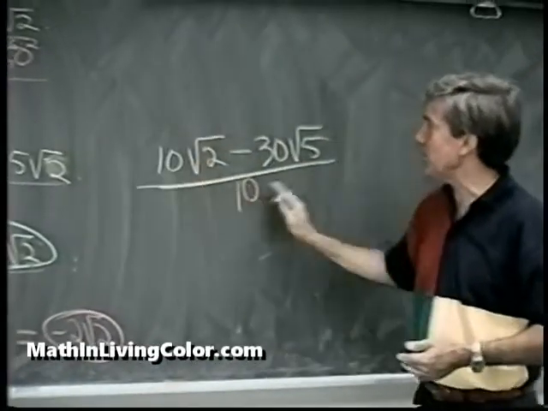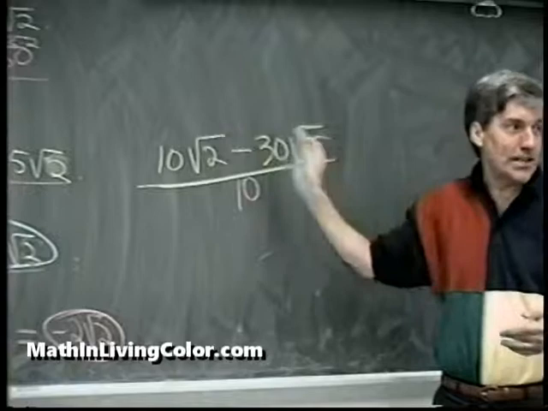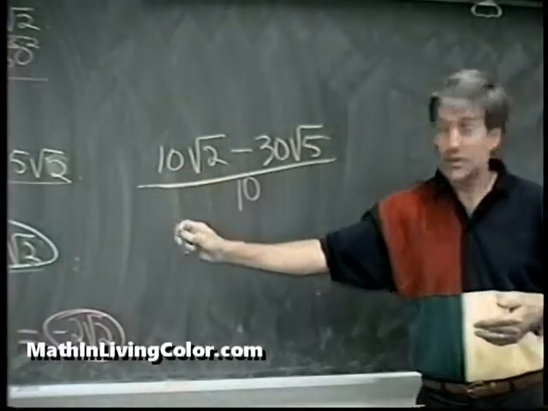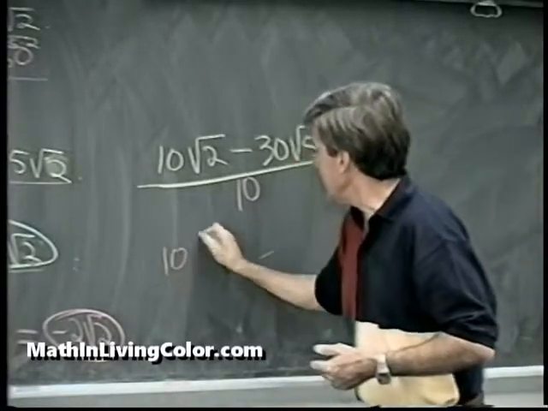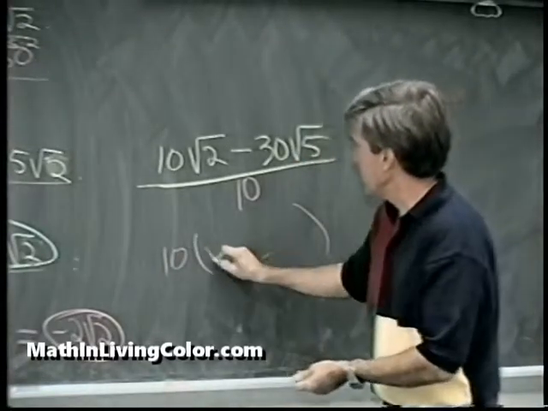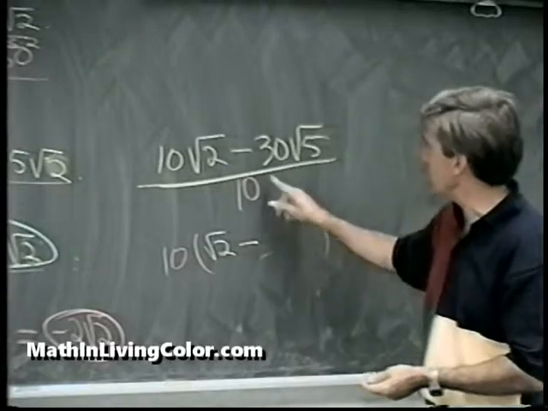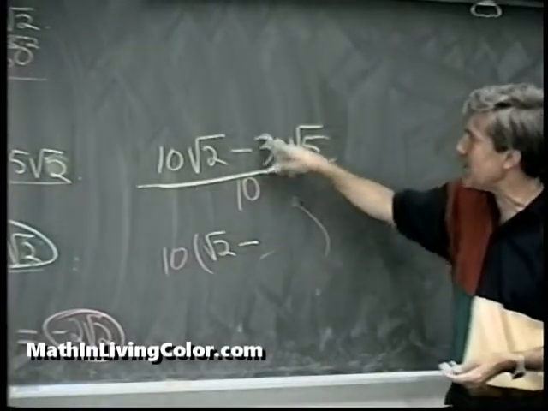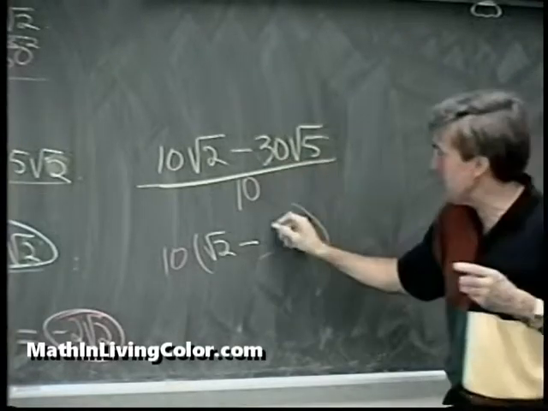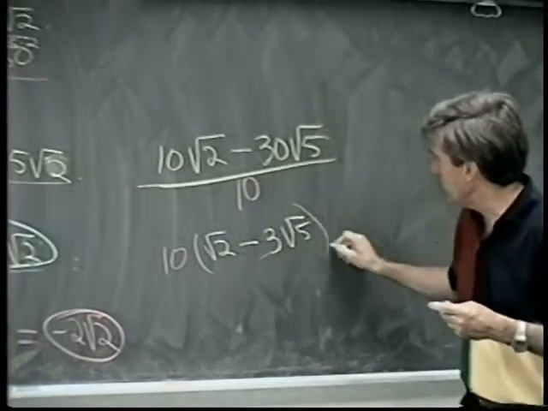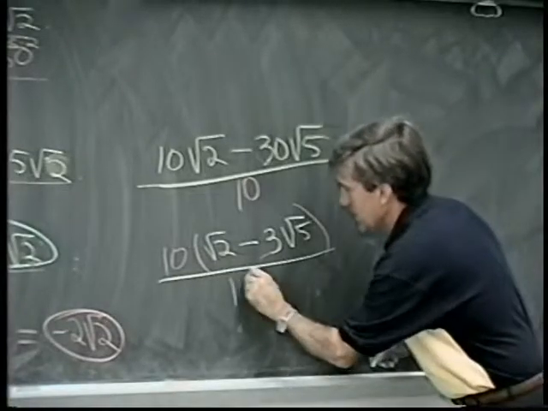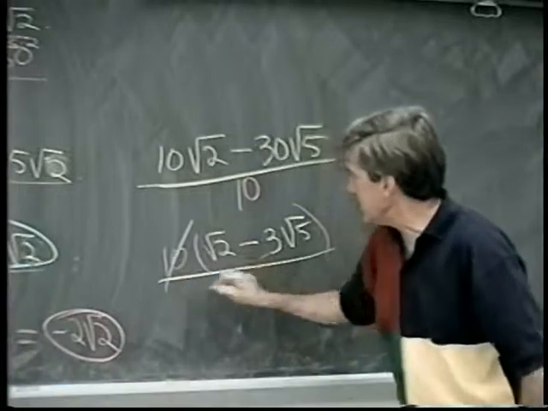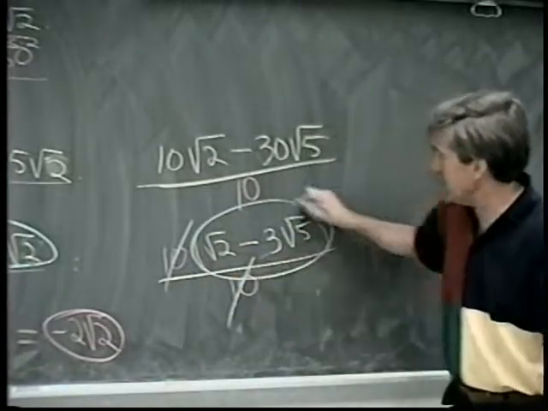What if this is the new problem? Now you can't combine unlike radicals, can you? So you'd have to do some factoring, wouldn't you? So you'd factor out the 10, and what would be left? Radical 2 minus, and we took out a 10 here, which leaves 3 radical 5 over 10. And then this 10 divides out with this 10. And the answer would be this.